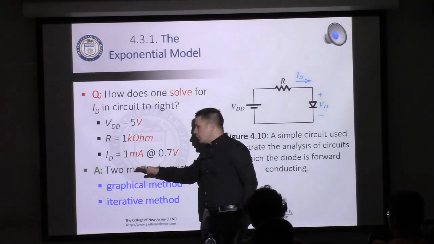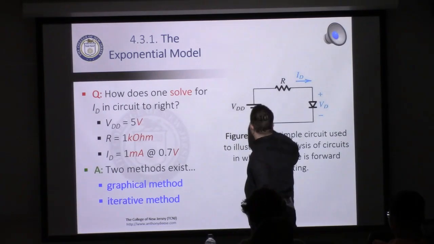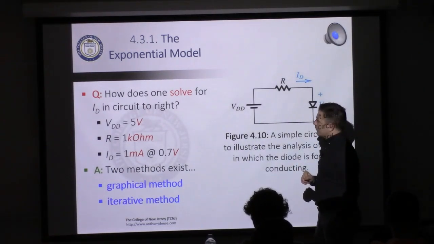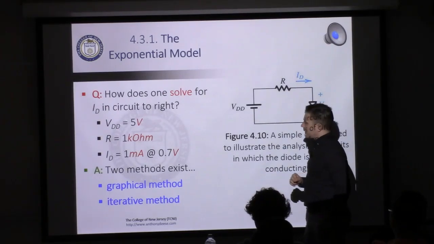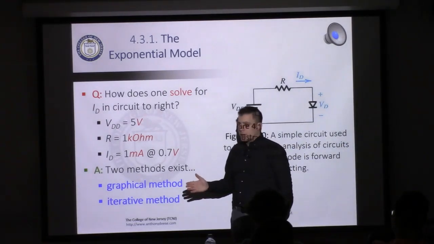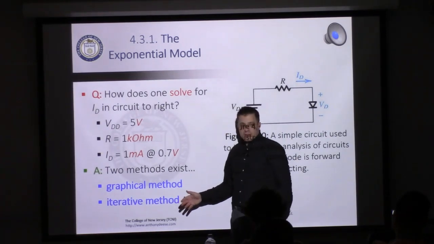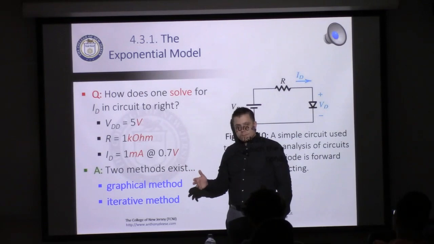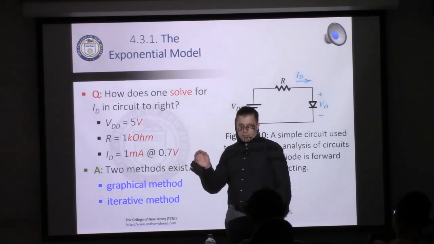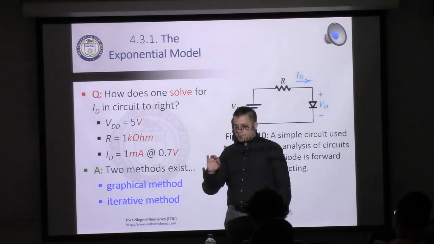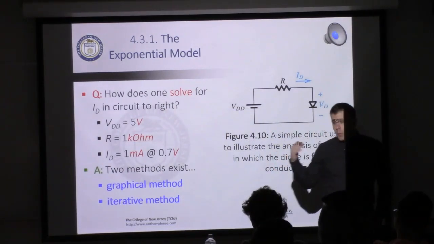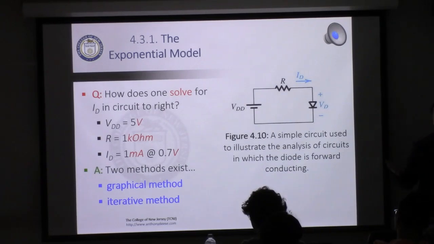Okay, so how do we calculate the current flowing through this circuit? There are two different methods that we're going to look at. One is a graphical method. One is an iterative method. As you can imagine, the graphical method is a little bit rougher, but you can do it by hand. The iterative method is more mathematical. It's more practical for implementation in MATLAB or using some sort of computer algorithm.